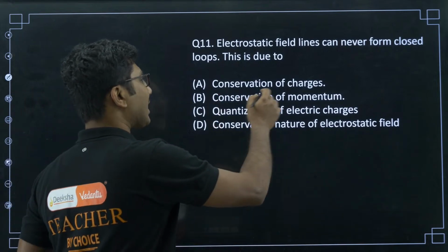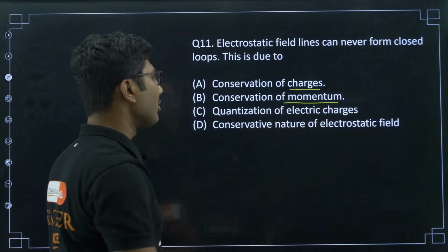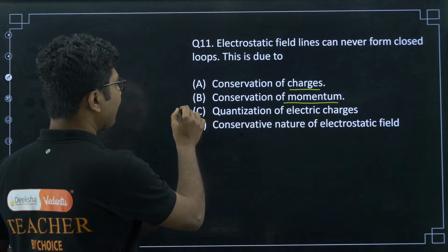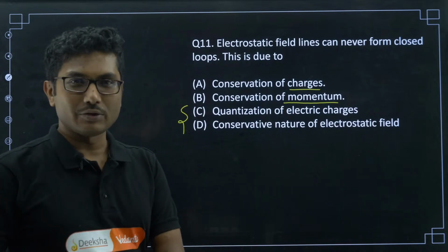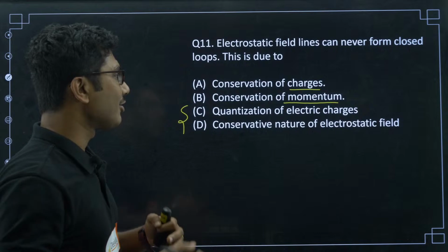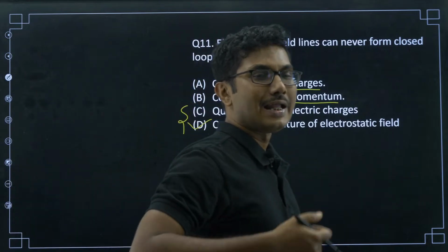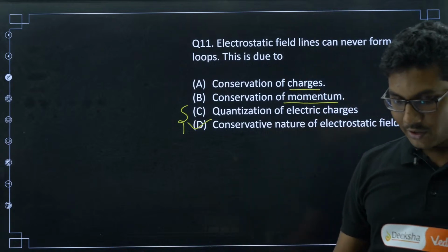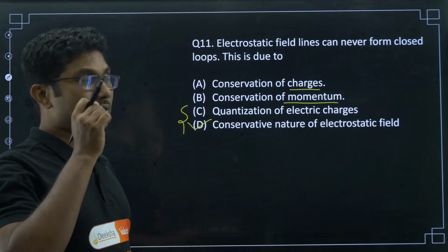Obviously conservation of charges is not important here, conservation of momentum is also not important here. So the fight is between these two options. Does quantization of electric charges have anything to do with it? Actually no, quantization also does not have anything. So the conservative nature of the electric field is the correct answer. Electric field is conserved, that is why the field lines do not form closed loops. If it is not a conservative field, then it can form a closed loop.